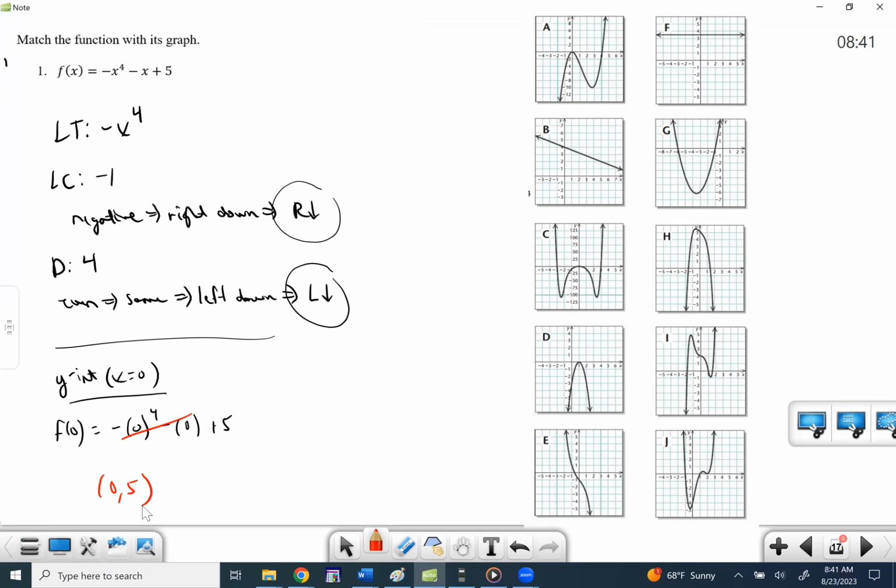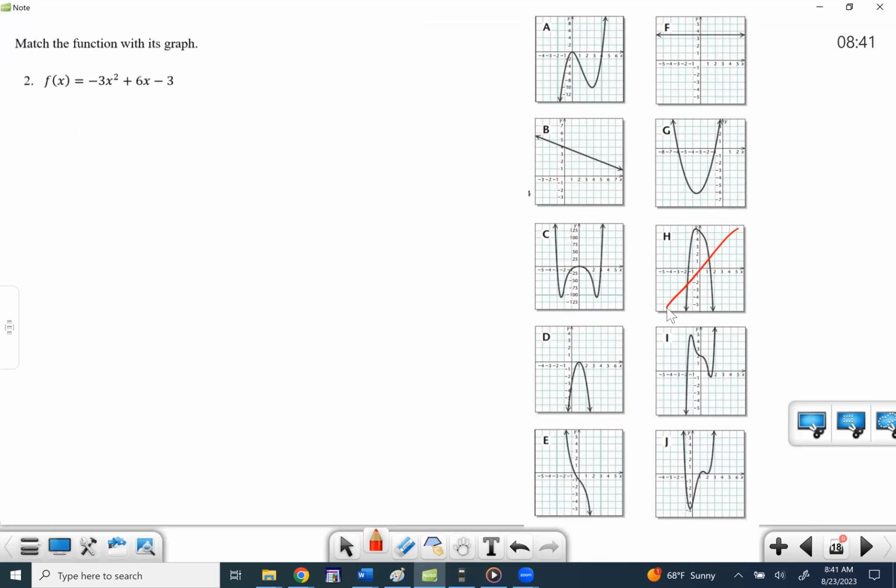So let's see here. The right goes down. The left goes down. So let me highlight, that could only possibly be 2 possible things. These are the only 2 where the right and the left go down. But this is the only one that goes through 0, 5. So we're going to go ahead and say that the answer for this one is going to be H. All right, so H is out. We got that one. Cross them off.